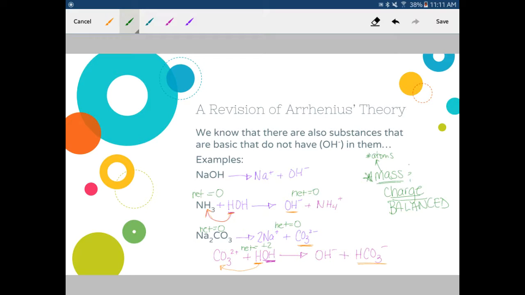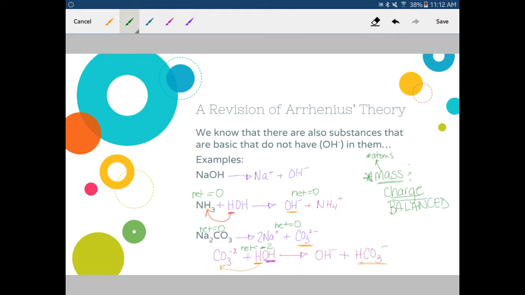When I say positive 2, this is just because I made a mistake here. This is not positive 2. Oopsies, let me just erase this. This is actually negative 2. I'm not sure what I was doing there. Negative 2, negative 2, and this is also a negative 2. So, sorry, our carbonate has a net charge of negative 2.